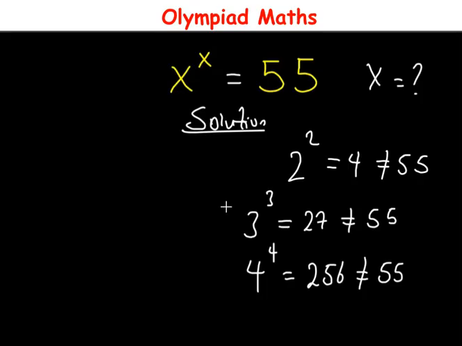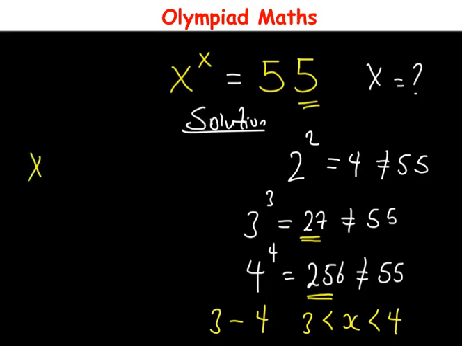But looking at this, the value 55 we are looking for is in between 27 and 256, that is, in between 3 and 4. So the range of values is 3 is less than x, and x is less than 4. To get the value of x that will give us 55, there's a much easier way to solve this. So first we have x raised to power x is equal to 55.